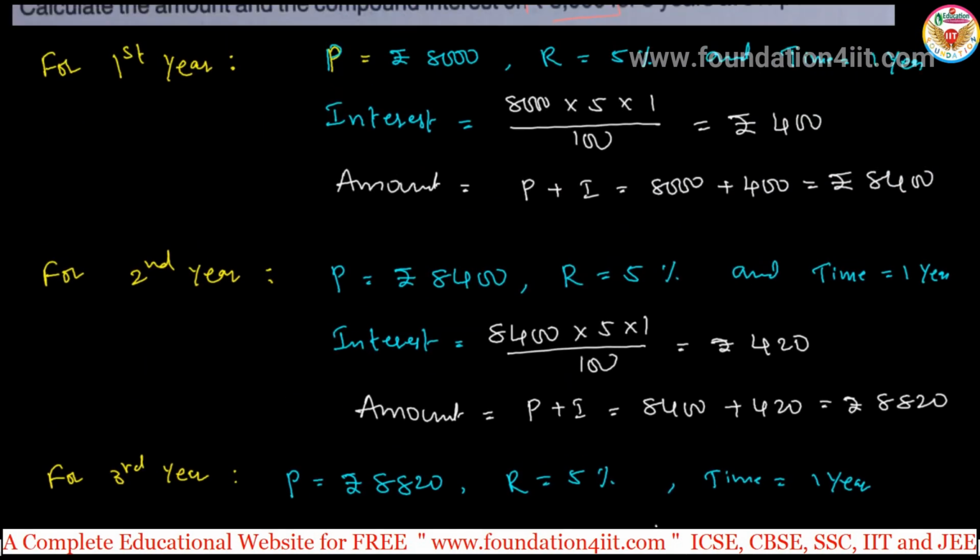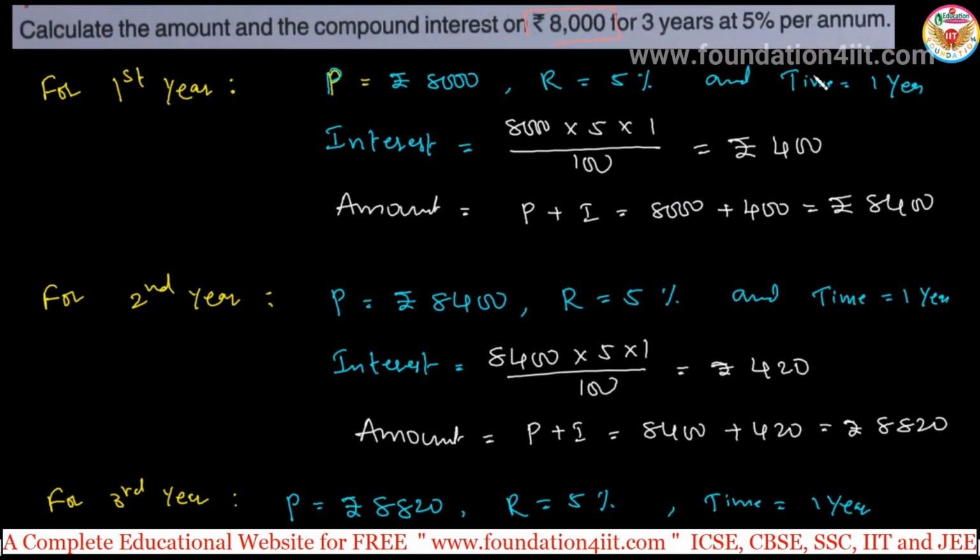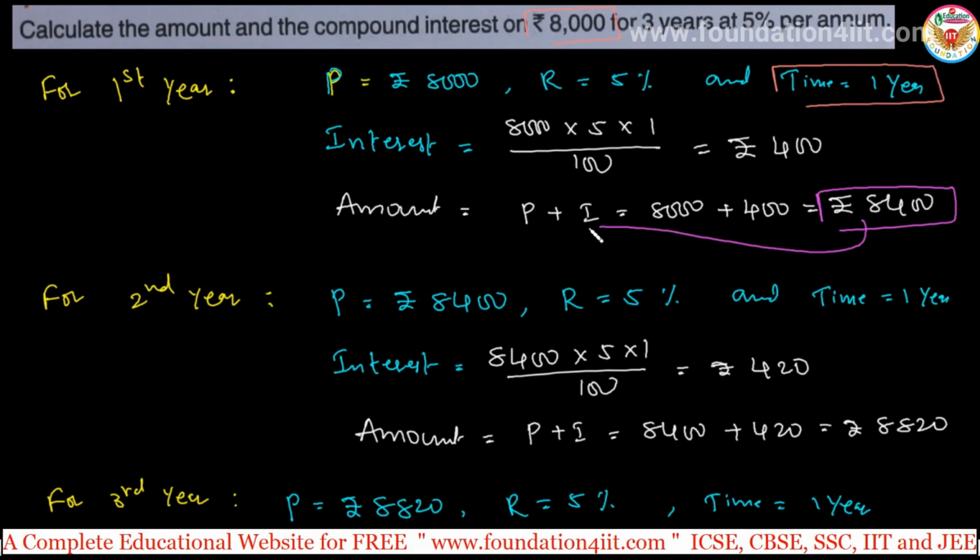Always remember, first year data you can take, but time is important. Time is only 1 year. Don't take 3. Every year you calculate interest. That interest will be added to the principal to get the amount for the first year. That amount becomes second year principal. So here the first year amount is 8,400. That became the principal for the second year, right?